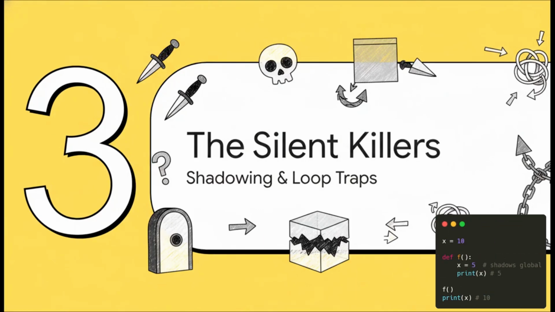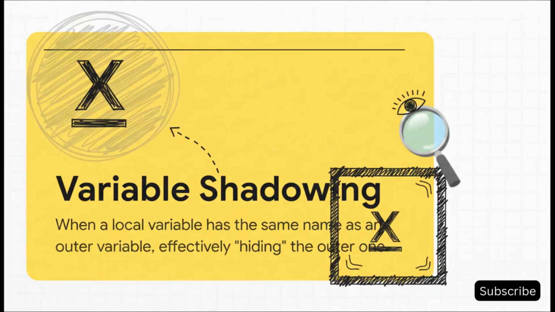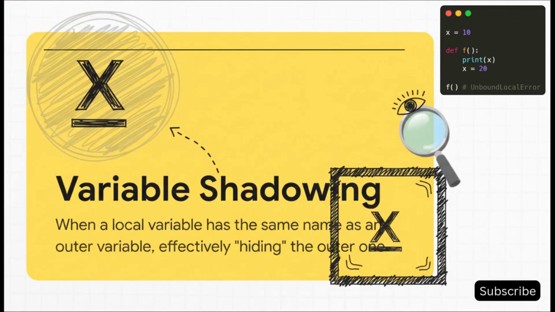Okay, now that we have the right tools, let's talk about two silent killers that trip up even really good developers: variable shadowing and the infamous loop closure trap. These are classic interview gotchas. Shadowing is actually pretty simple, but it's dangerous.